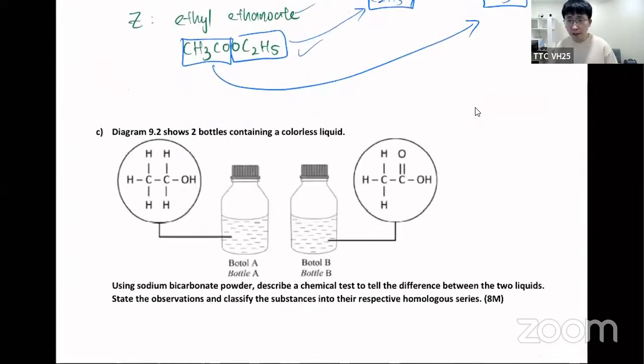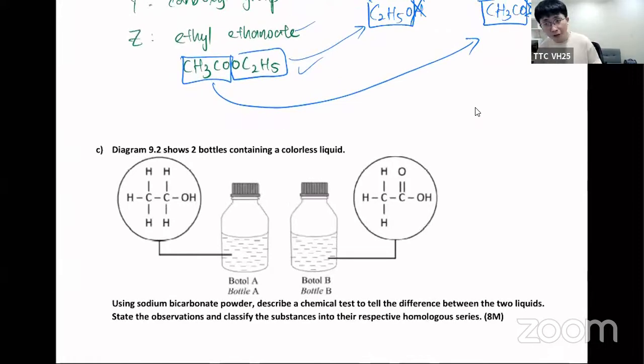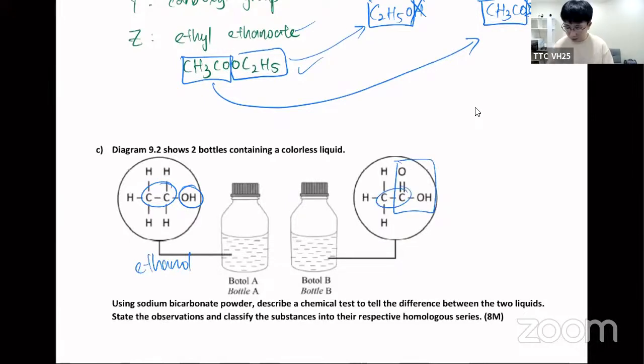Can move on. Okay, we have 2 bottles here containing colorless liquid. One is bottle A, one is called bottle B. So again, C2 and OH. Guys, you see OH? Ethanol. Then again, C2, but now it is COOH. Still similar, but it's ethanoic acid.